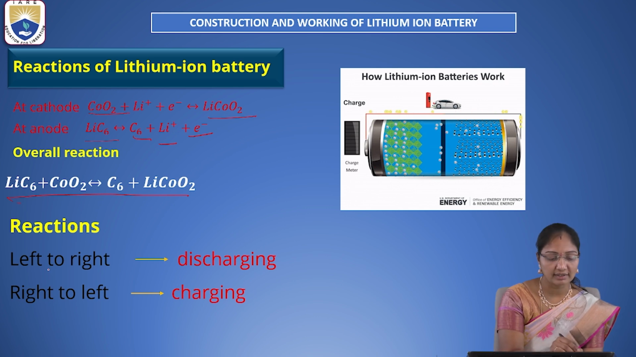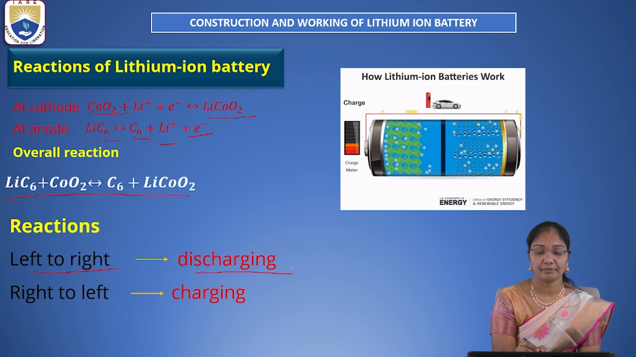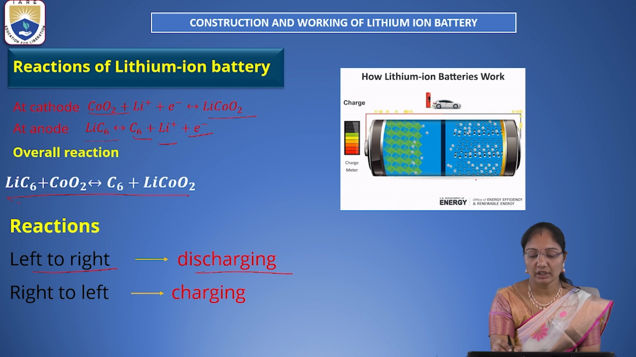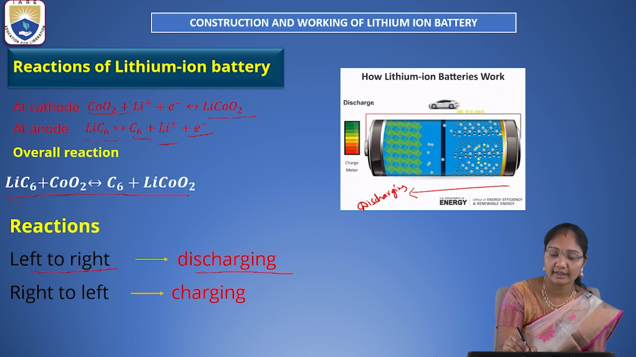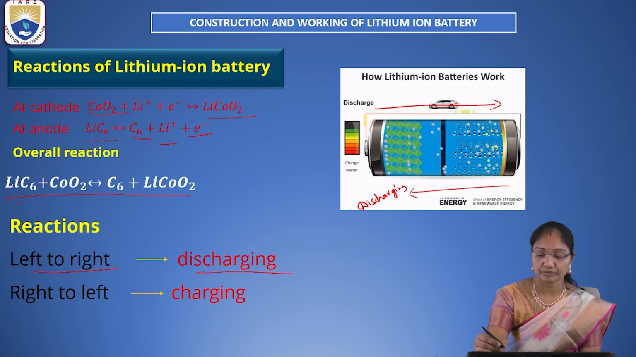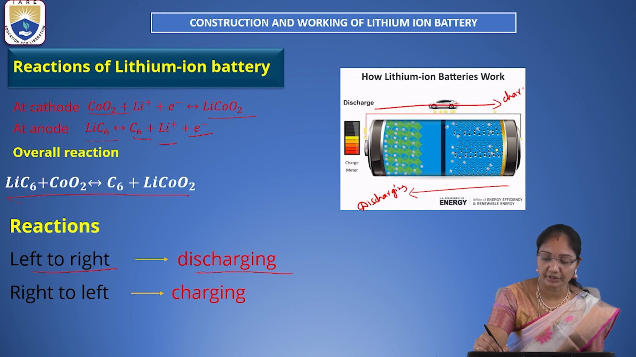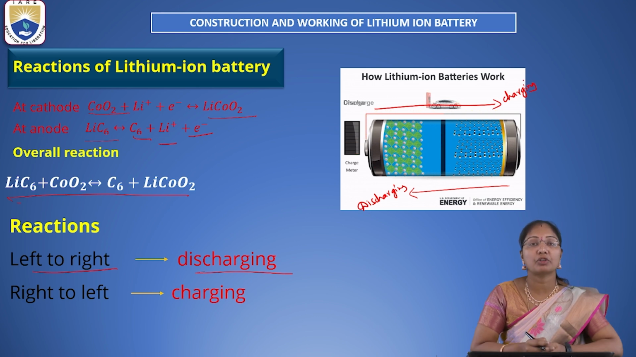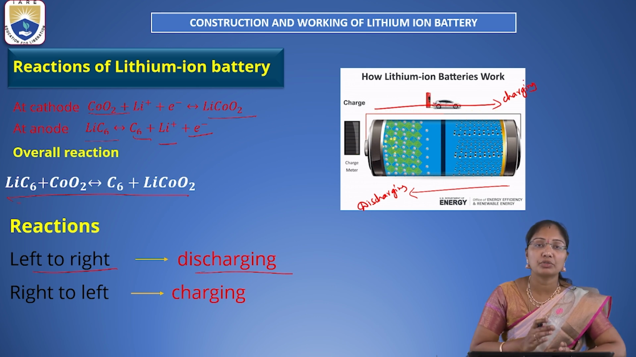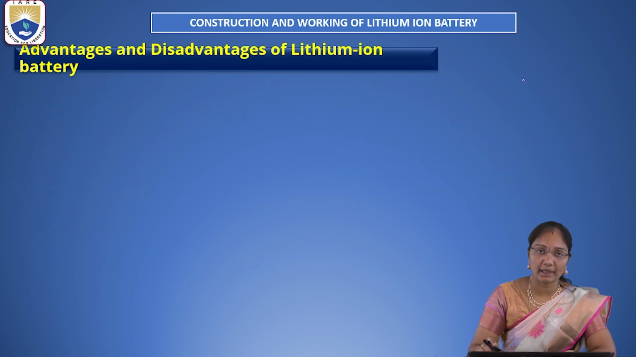So the reaction from left to right is discharging, and right to left is charging. Simple. Based on the movement of electrons from positive to negative and negative to positive, this charging and discharging process happens in the lithium ion battery.